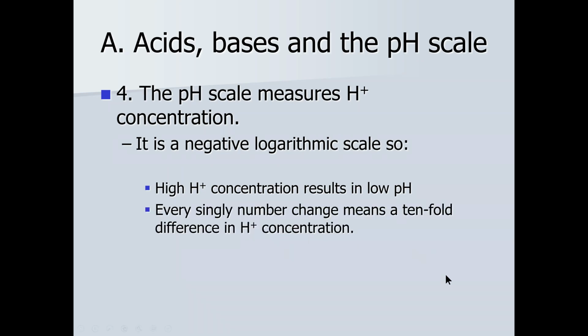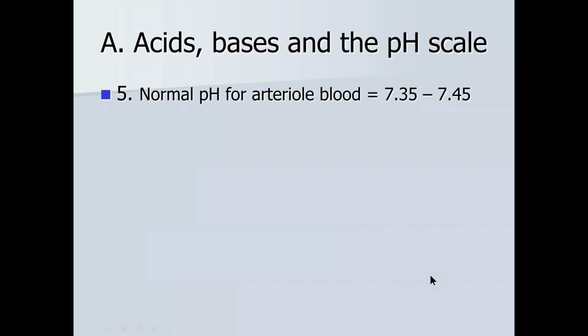Every single number change means a 10-fold difference. So every time a pH unit goes up 1, if it goes from 2 to 3, or if you have a pH of 3 and it goes down to pH of 2, that means that particular solution you're measuring has a 10-fold increase in acidity, or 10-fold increase in hydrogen ion. So if it was 4 going to 2, that means it would have a 100-fold increase in acidity. pH of 5 is 100 times more acidic than pH of 7. Normal pH for arterial blood is 7.35 to 7.45.